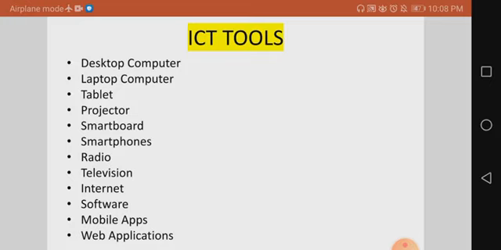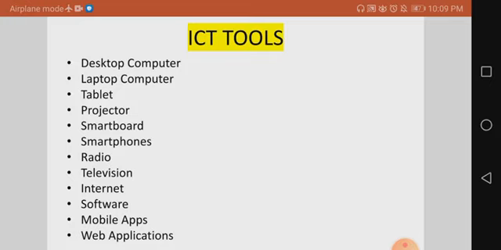Today's topic is ICT tools and the internet. In our last lecture, I taught you about the advantages and disadvantages of ICT. What are the advantages and what could be the disadvantages of using information and communication technology? Today we'll discuss the ICT tools. What are the various tools that are used in ICT?